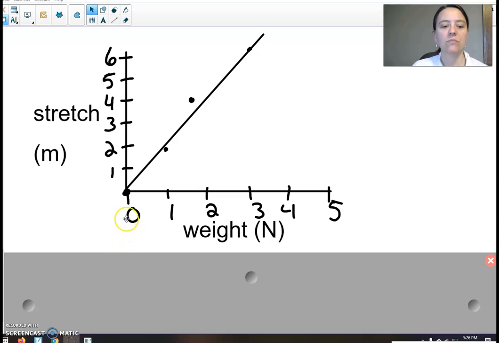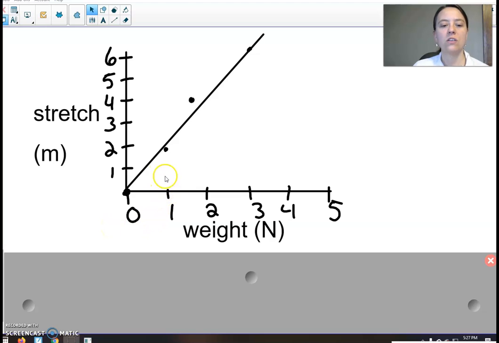Please draw this out. So in our x-axis, we have weight in newtons, and it's going to go from 0, 1, 2, 3, 4, and 5 newtons. And then in our y-axis, we have our stretch in meters. So this is a very big spring. Goes from 0, 1, 2, 3, 4, 5, and 6 meters. So we have some data to graph.